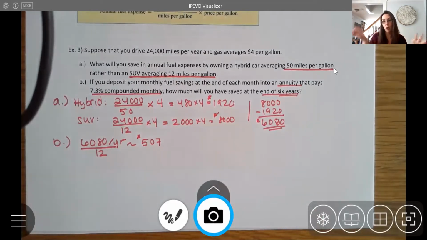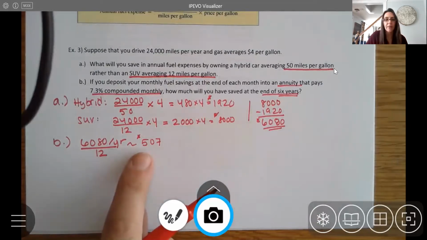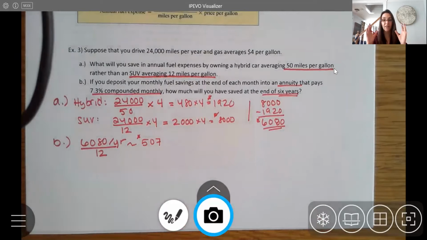So let's say your loan payment would be about the same for the hybrid or the SUV, right? Because if the hybrid was significantly more expensive, then it wouldn't work out to be equal savings. But let's say everything else is about the same. So theoretically, you could have an extra $500 left over at the end of the month. And we're saying, well, let's actually invest that. Let's take that $500, pretend like we're still spending it, put it in an annuity and see what happens.